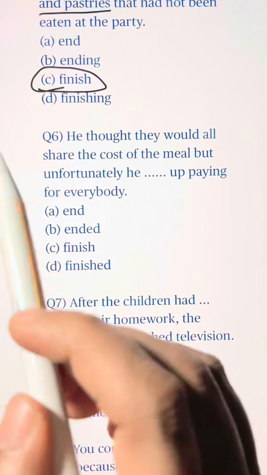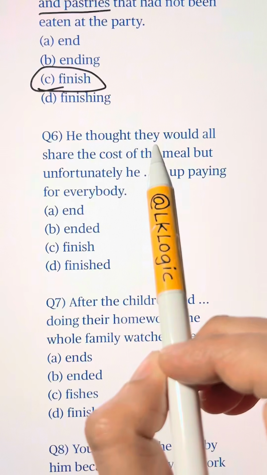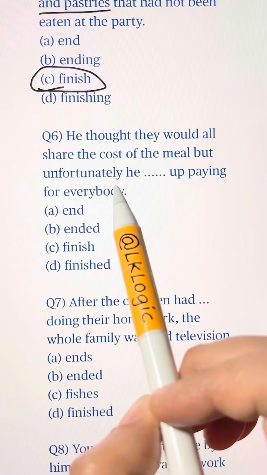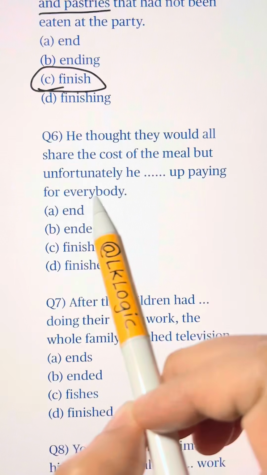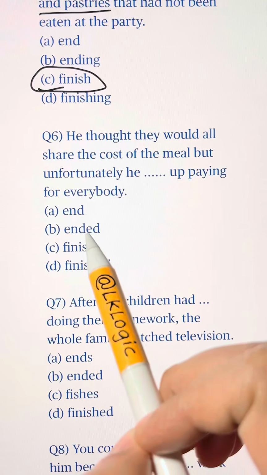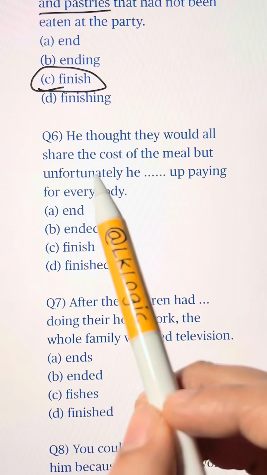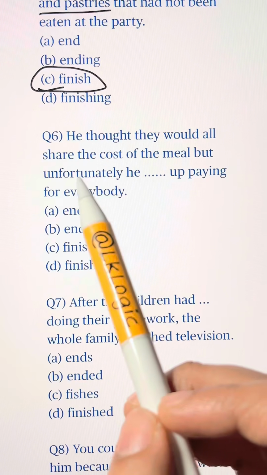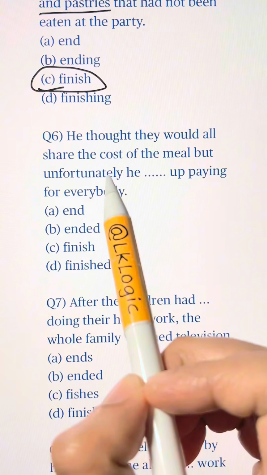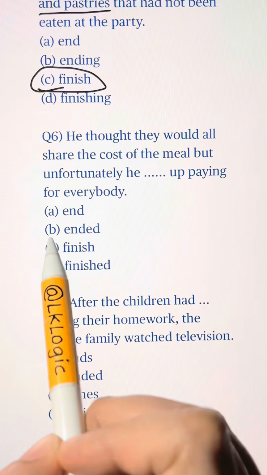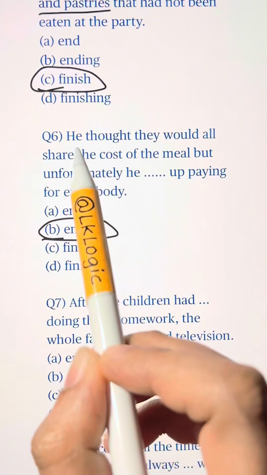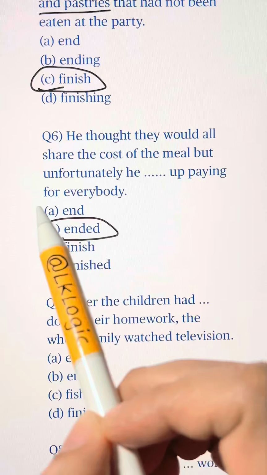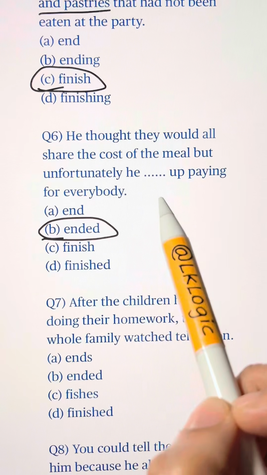Question number 6. He thought they would all share the cost of the meal, but unfortunately, he blank up paying for everybody. End, ended, finish, finished. So, to find yourself in a situation at the end of a process or period of time, like something is ending up here. So we use ended. He thought they would all share the cost of the meal, but unfortunately, he ended up paying for everybody. Something got terminated.